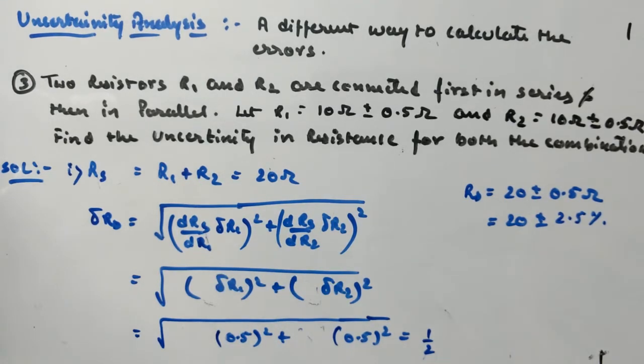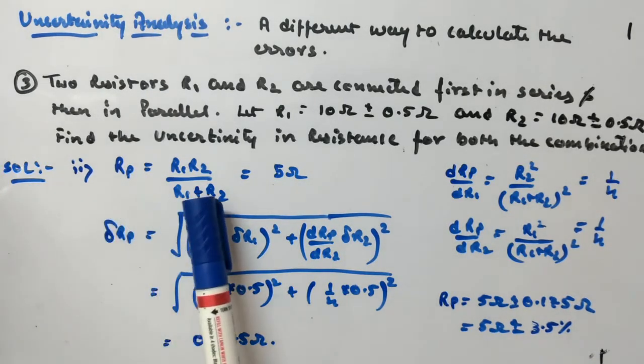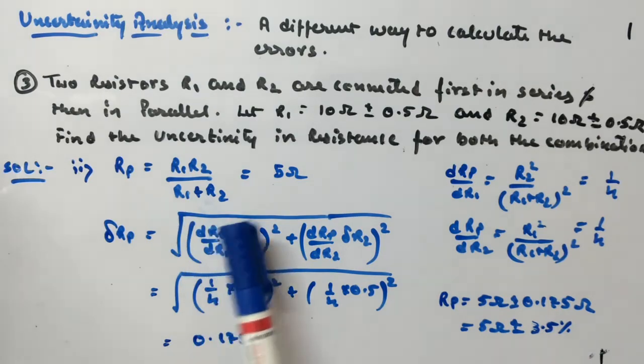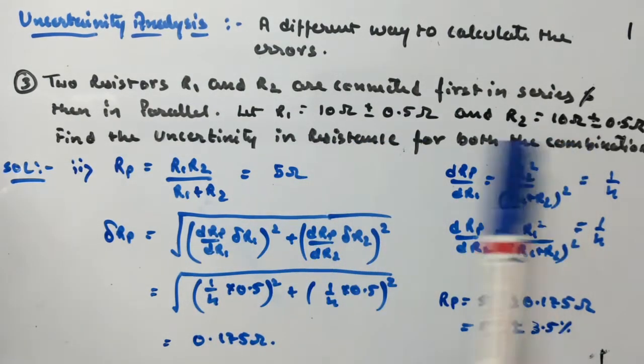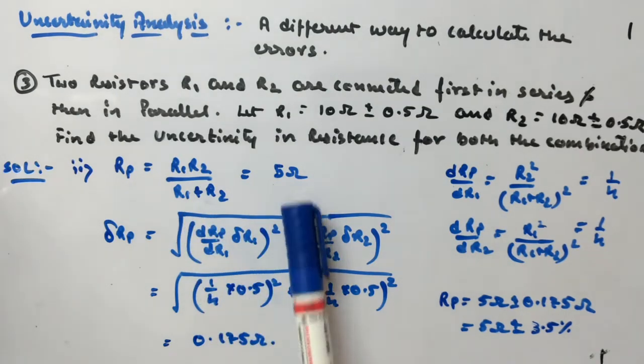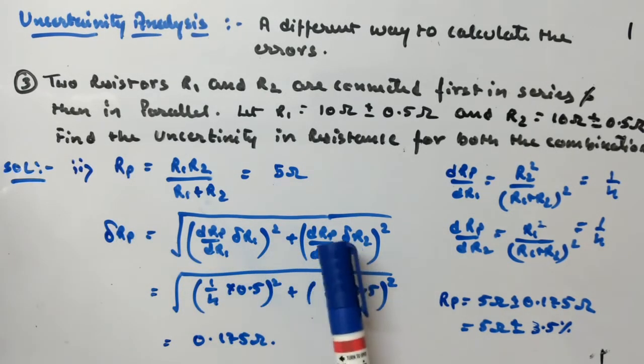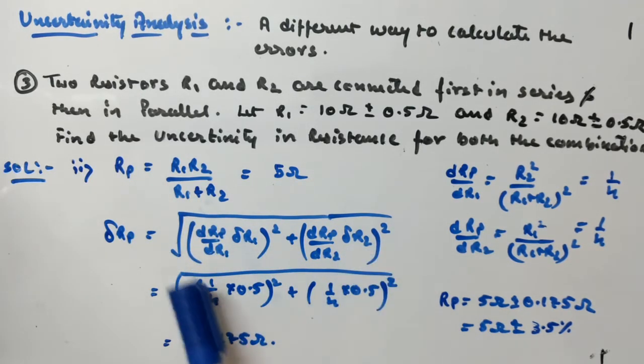Now we'll go for the parallel case. Okay, let's see the parallel case now. So Rp will be equal to R1 R2 divided by R1 plus R2. If you plug in the true values, that is 10 and 10, you will get 10 into 10 divided by 10 plus 10, that is 5 ohm. So now uncertainty can be calculated as under root of partial derivative of Rp with respect to R1 into del R1 whole square plus partial derivative of Rp with respect to R2 into del R2 whole square.